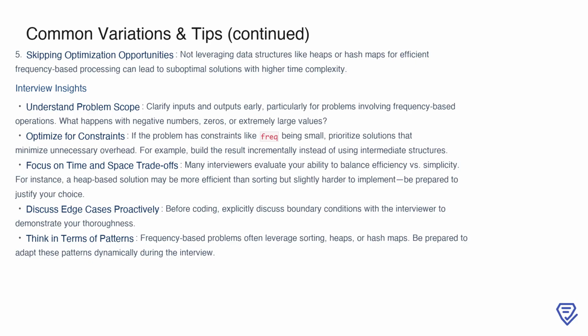Additionally, always optimize for the given constraints. For instance, if the problem specifies that frequencies are small, focus on minimizing unnecessary overhead by building the result incrementally rather than relying on intermediate data structures. Another critical aspect is balancing time and space trade-offs. Interviewers often evaluate whether you can justify your choice of approach, whether it's prioritizing efficiency with a heap or simplicity with sorting. Make sure to discuss edge cases proactively before coding to demonstrate your thought process.